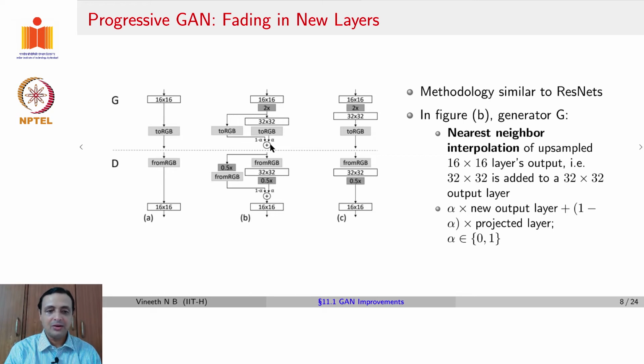How is that added? You can see an alpha and 1 minus alpha here. So the final output is given by alpha times the new output layer plus 1 minus alpha times the projected layer. By projected layer, we mean the output of the nearest neighbor interpolation. This allows progressive GAN to fade in new layers in an organic manner to be able to generate better images.